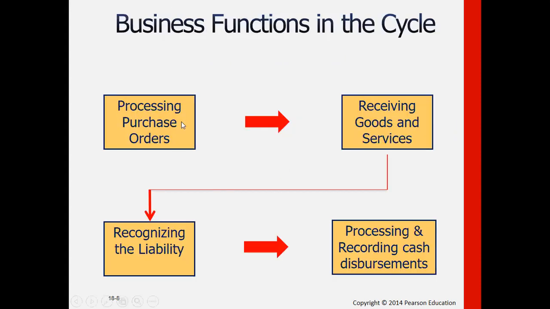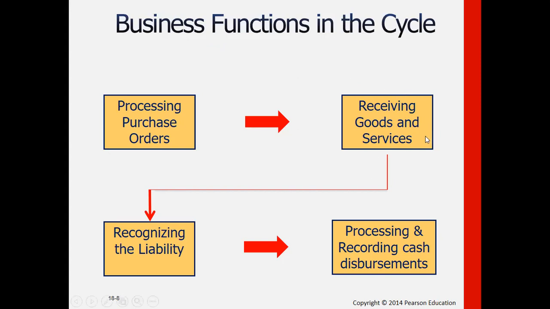Then business functions in the cycle. So normally we begin with the order just like the sales. We process the orders, then the purchase orders will be sent to our vendors and suppliers and such will deliver the goods to us and we receive the goods and services in good condition.